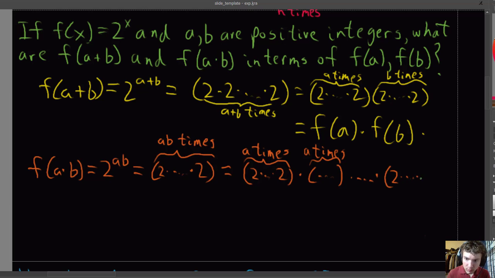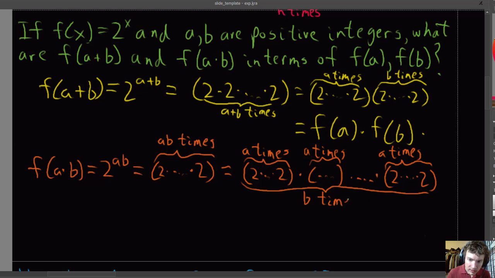So each of these groups has a factors, and there are b of the groups, so a times. And then there are b of these big groups, b times. Okay, but then each of these groups is 2 to the power a, and there are b of them. So this whole thing is 2 to the power a raised to the power b. So this is the usual power to a power rule, but now we can see explicitly why it works when these are integers, because we're just grouping factors.